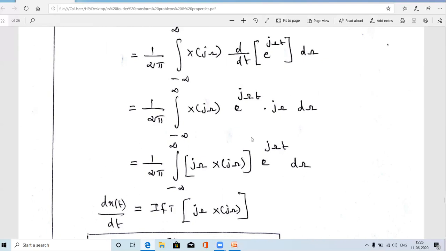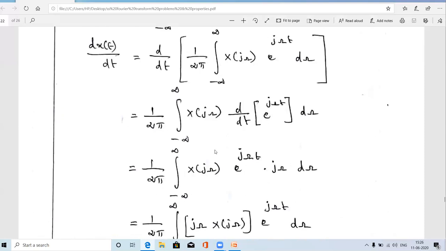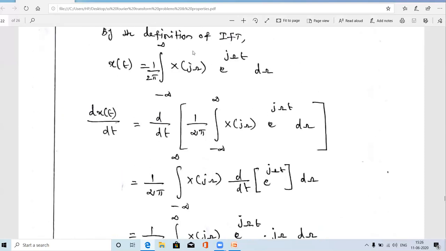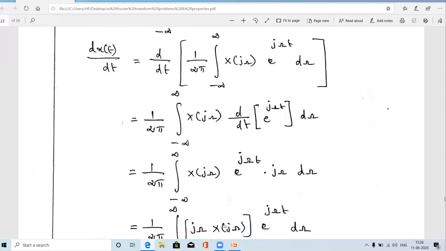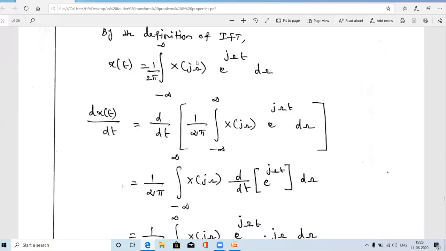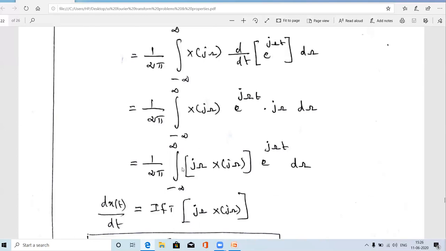Now you see this equation. It is nothing but the inverse Fourier transform equation, where x of t equals 1 by 2 pi integration of X of j omega into e power j omega t d omega. Compare this inverse Fourier transform equation and this one. What is the difference? In the place of X of j omega, what is the term there?